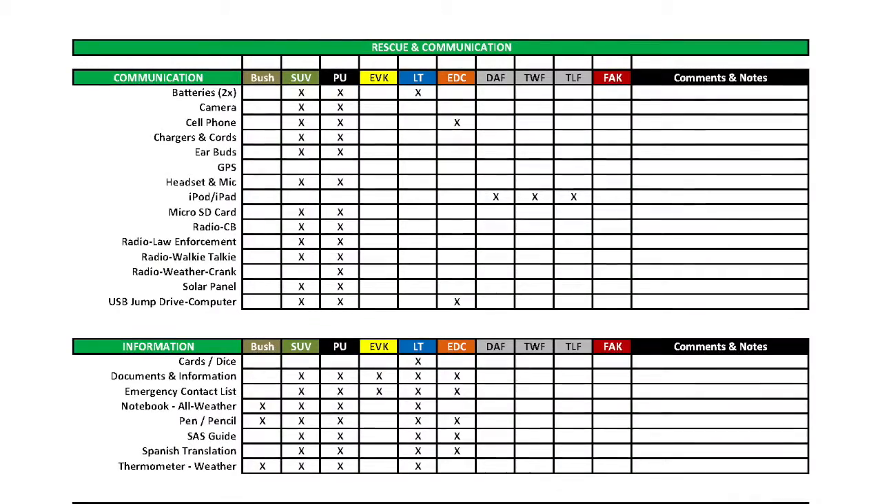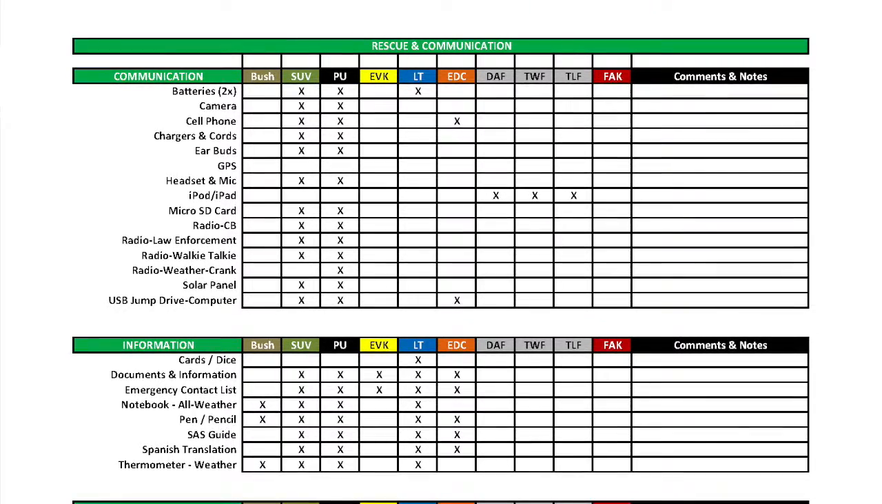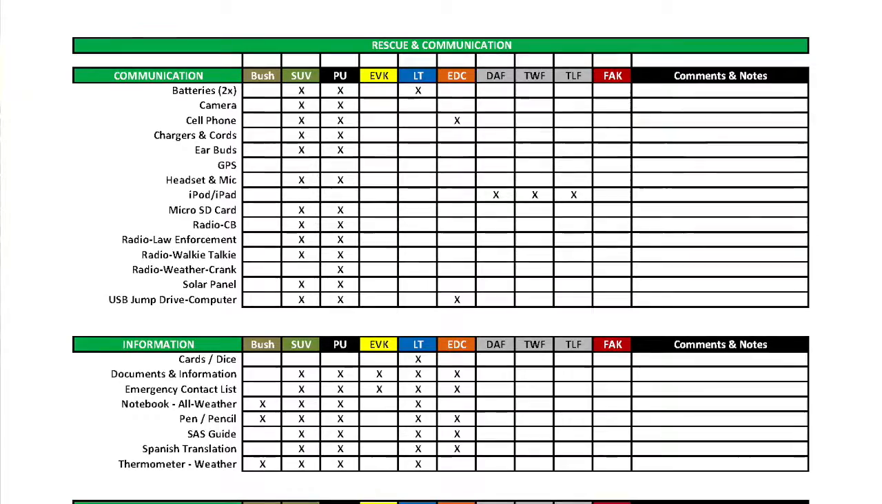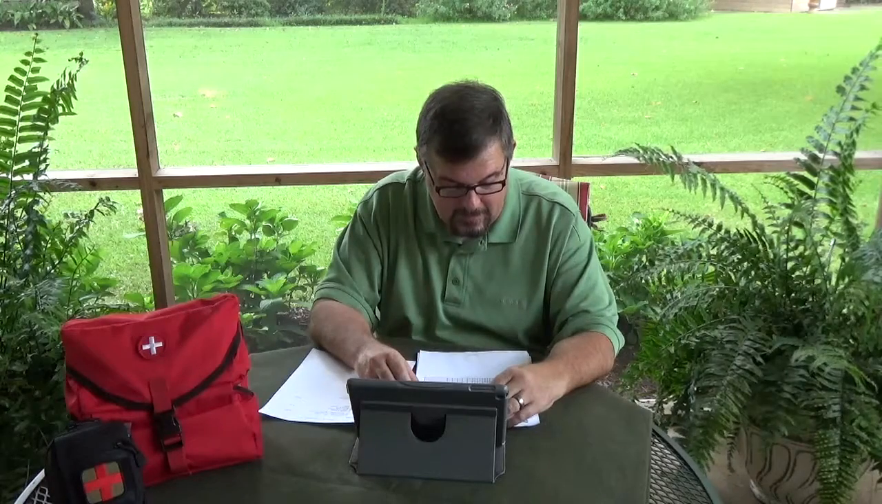Second subcategory there is information items. Anything in there I've got on the list, from Spanish translations to notebooks, pencils, documents that I need to have with me all the time, but just basic information I want to carry and have there.